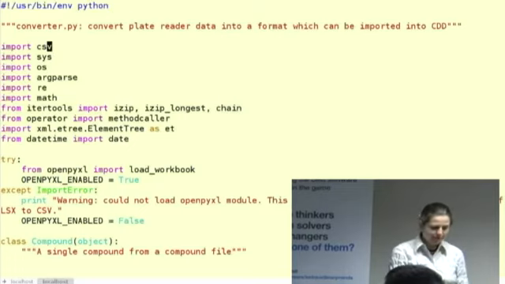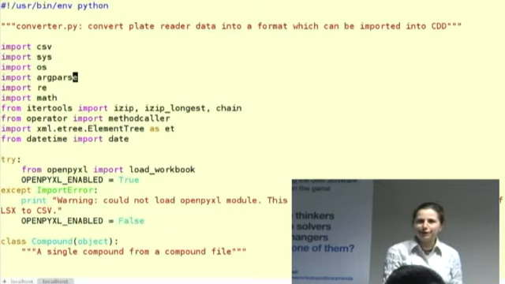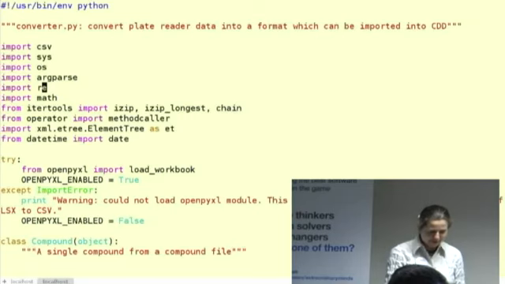So yeah, CSV for obvious reasons. Sys and OS for basic functions. Argparse is what I'm using for the arguments. There's apparently a better library called Click, but I didn't know about it when I started writing this. There's, of course, some regular expressions, because regular expressions are the spice of life.